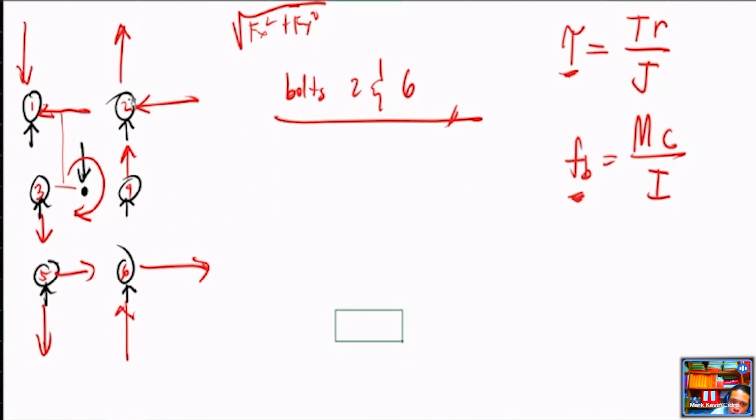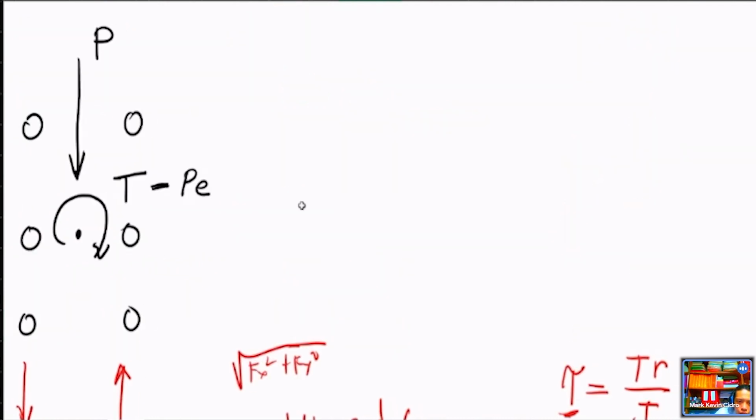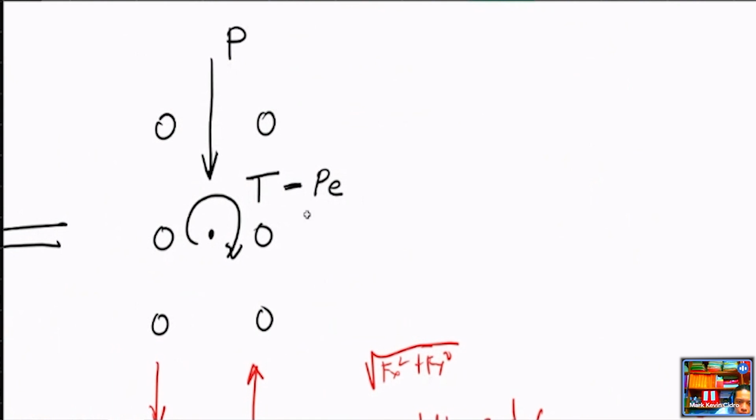So actually they experience the same stress. Bolts 2 and 6 experience the same stress since the forces are the same, only the directions are different. Okay, so let us try to solve. First, let us solve the block. Take note of our forces: you have the force P and your torque, which is P times E.